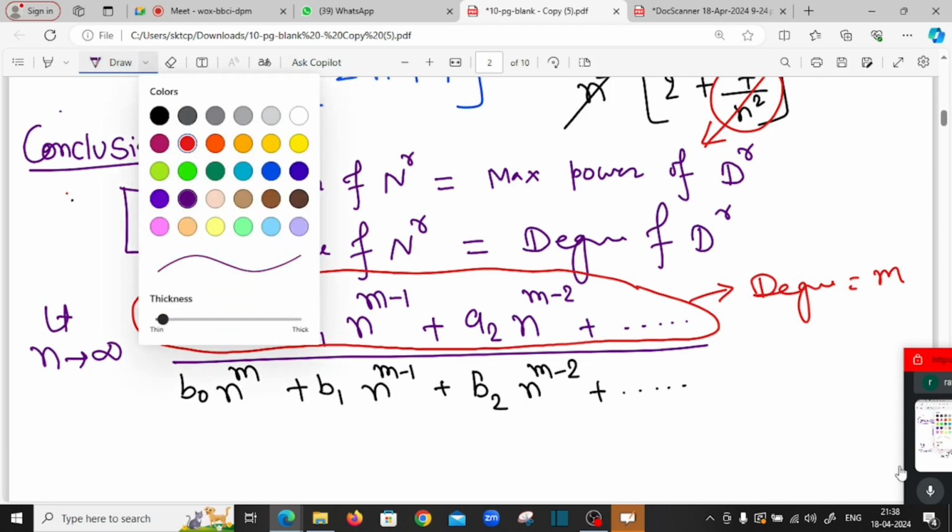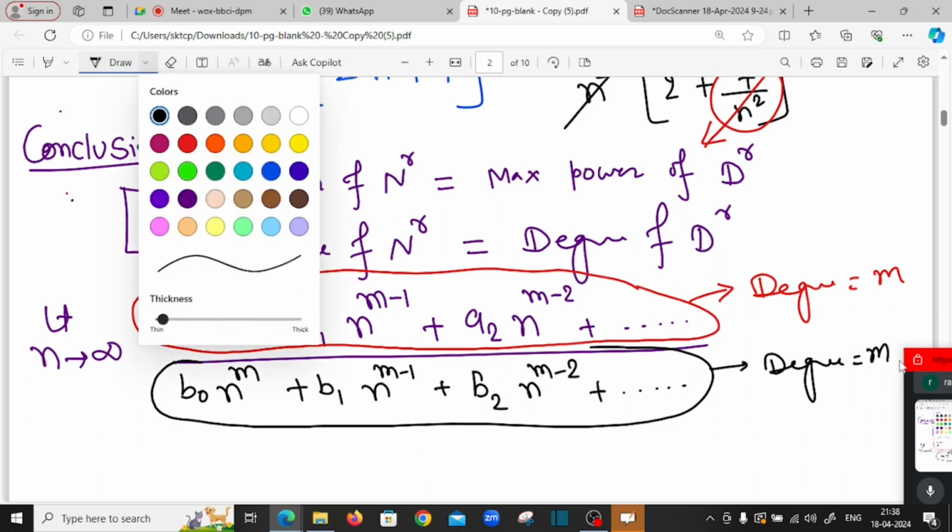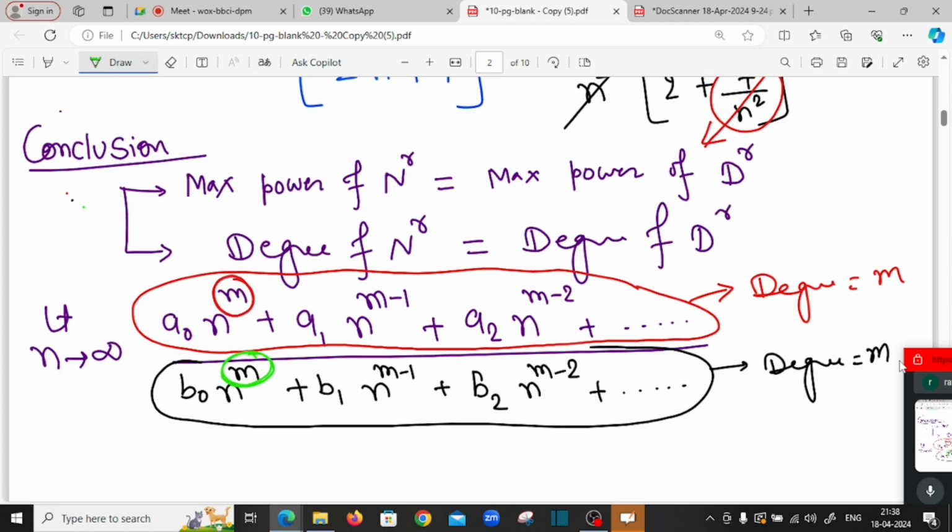What is the degree of denominator? Can you tell me the degree of denominator? Still this is M, the highest power is still M. So if this is your case, the degree of numerator and degree of denominator are the same, so the answer will be directly the coefficient of this degree term upon the coefficient of this term. So its answer will be directly a naught upon b naught. Are you getting my point?